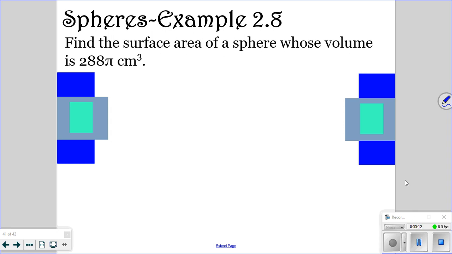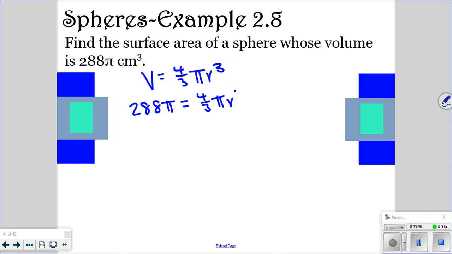Alright, so we've got one last example we're going to look at. It wants us to find the surface area of a sphere whose volume is 288 pi. So we're going to start with our volume formula to find our radius. They told you your volume equaled 288 pi. So we can cancel the pi's on both sides, and then I can multiply both sides of the equation by 3/4 to make that 4/3 cancel. So if you multiply 288 times 3/4, you're going to get 216 equals r cubed. And then if you take the cube root of that, your r is going to equal 6.